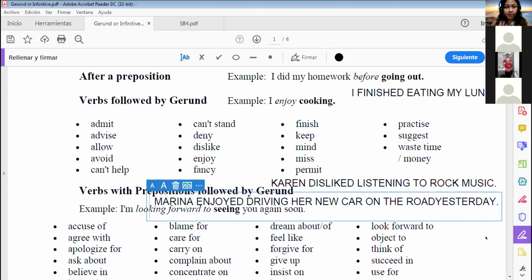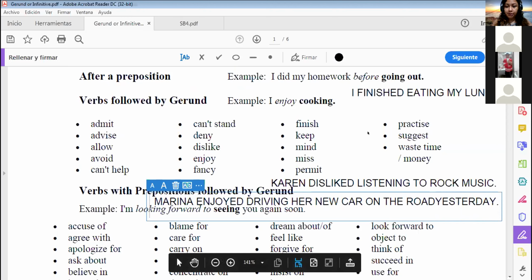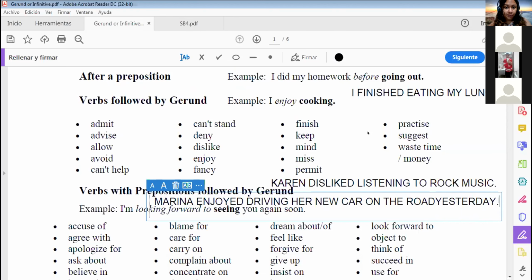So this is the grammar rule that tells me that if I'm using any of the verbs here and I want to talk about a different activity, the next verb has to go in the gerund form. Are we okay so far? Teacher, I have a question. Yes.